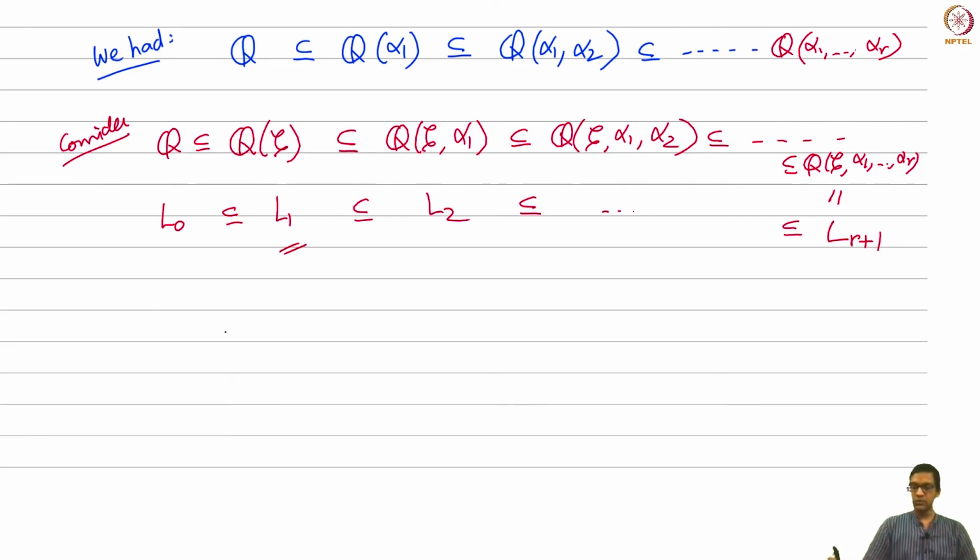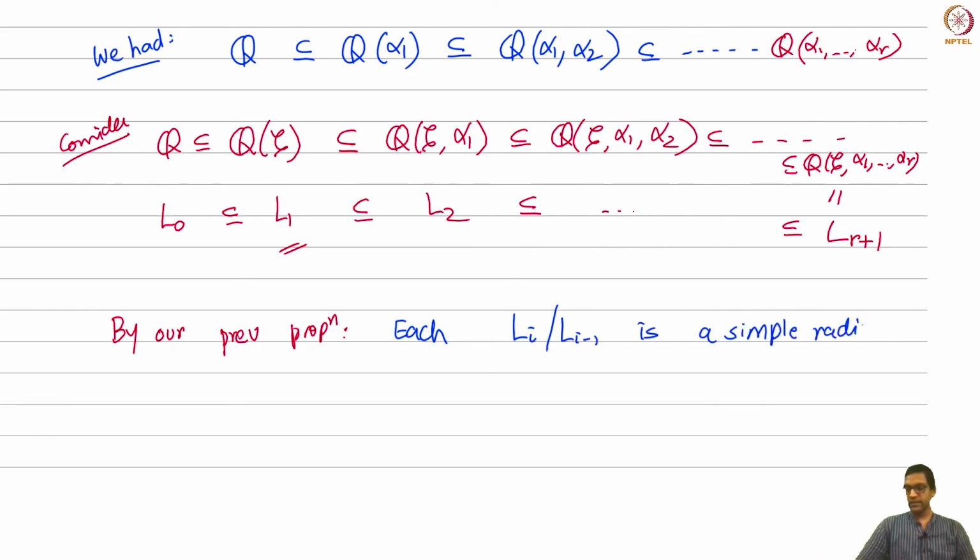Okay, now we just use our previous proposition. By our previous proposition, observe that each step is a simple radical extension. So observe that each Li over L_{i-1} is a simple radical extension. Okay, and further, L_{i-1} contains all the nth roots of unity, definitely. Okay, so it contains all the required roots of unity.